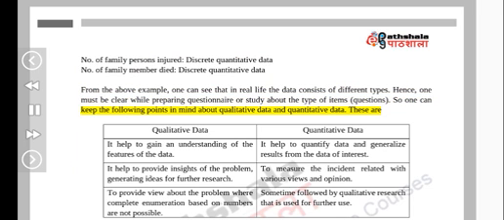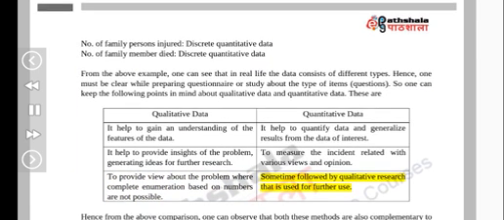These are: qualitative data, quantitative data. It helped to gain an understanding of the features of the data. It helped to quantify data and generalize results from the data of interest. It helped to provide insights of the problem, generating ideas for further research. To measure the incident related with various views and opinion. To provide a view about the problem where complete enumeration based on numbers is not possible. Sometimes followed by qualitative research that is used for further use.